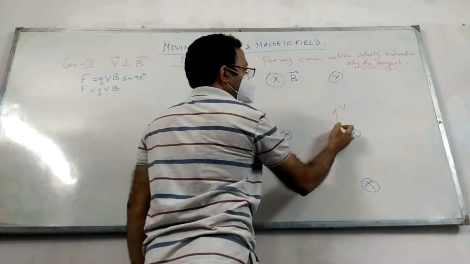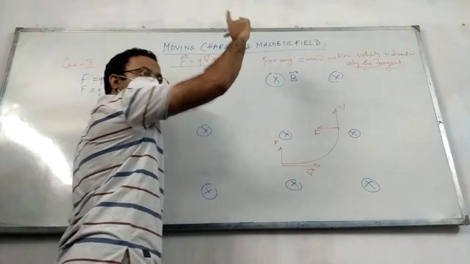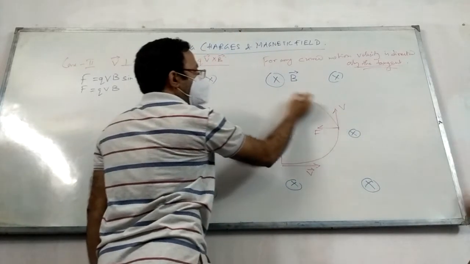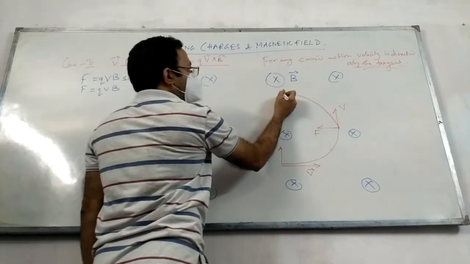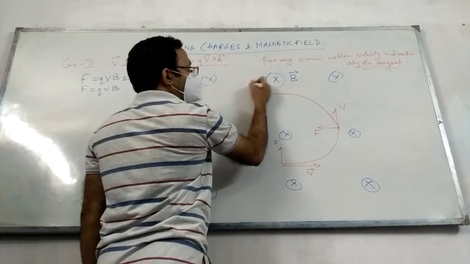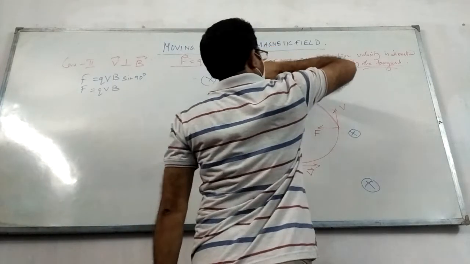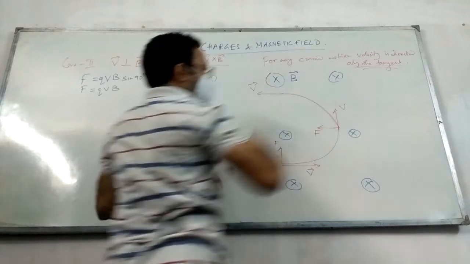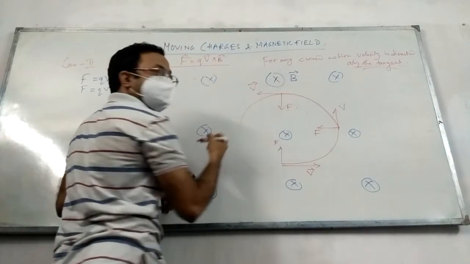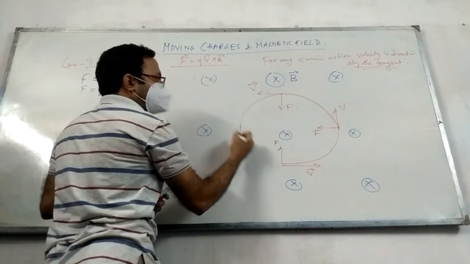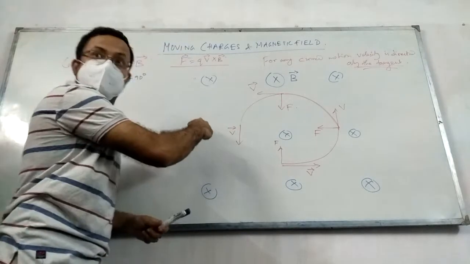What happens then? কোন দিকে যাবে? সোজা যাবে? It will turn like this. Right? At this point, the velocity is directed along this direction and the magnetic field is inwards. So again, V cross B will be directed downwards. So it turns like this. At this point, the velocity is directed along this direction, and B is inwards.